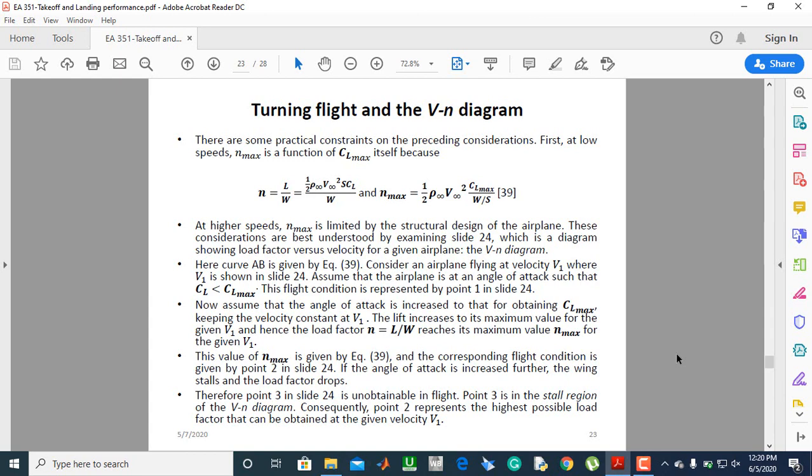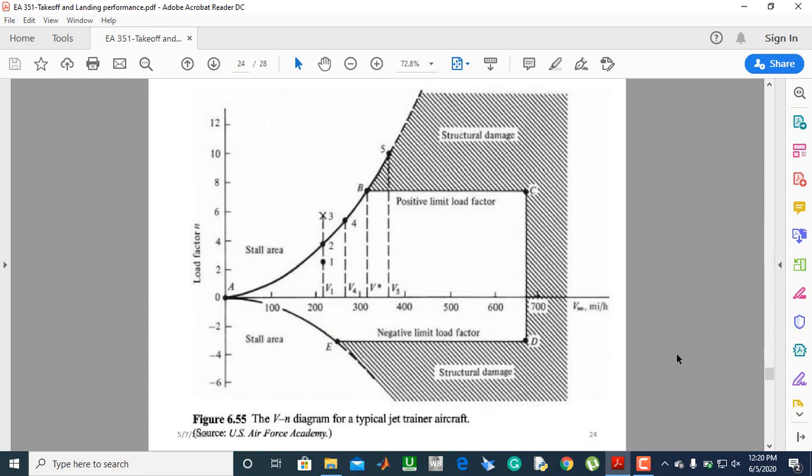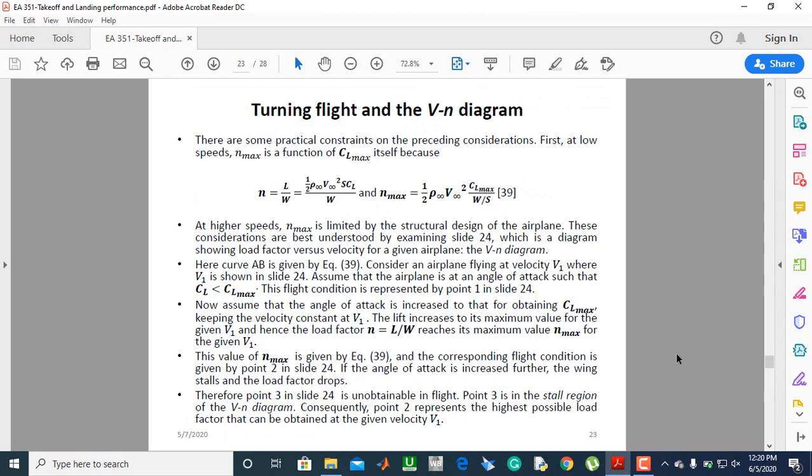Point 3 in slide 24 is not attainable in flight. If an aircraft is flying with velocity v1, the maximum lift coefficient that it can attain at that load factor is only possible at v2. So v3 is outside what is practically attainable, and hence it's not a feasible point. Okay, so that's what this slide is trying to explain.